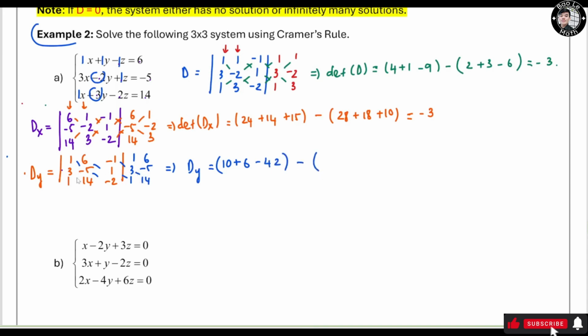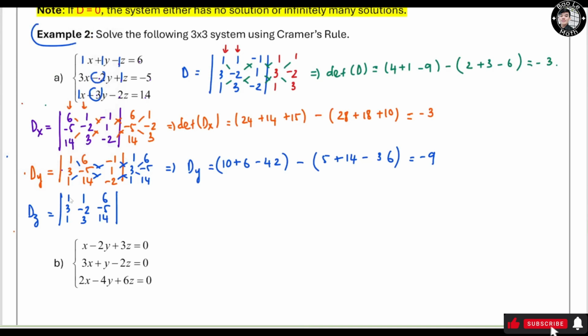Subtract 1 times -5 times -1 should be 5. 14 times 1 times 1 is 14. -2 times 3 times 6 should be -36. Dy is -9. Now dz is A1, A2, A3, which is 1, 3, 1. B1, B2, B3, which is 1, -2, 3. And D1, D2, D3, which is 6, -5, 14, right?